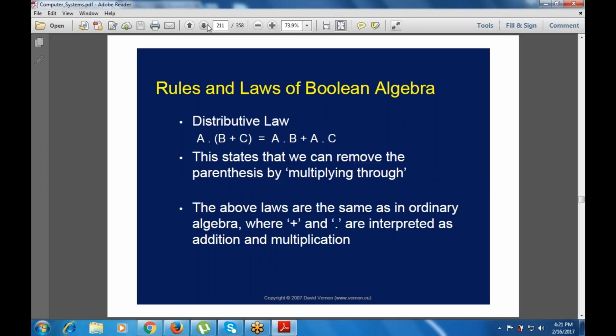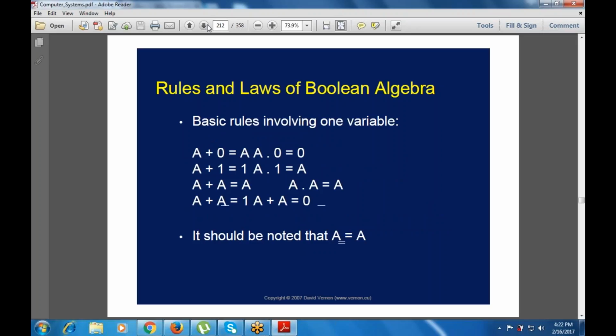And distributive law means the bracket is distributed to the variables. This is A into (B plus C) equals A into B plus A into C. This states that we can remove the parentheses by multiplying through, and these are the same as in ordinary algebra where plus and dot are interpreted as addition and multiplication. Now, what are the various basic rules involving one variable?